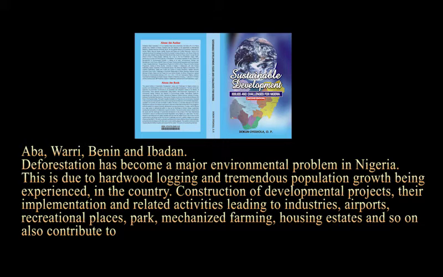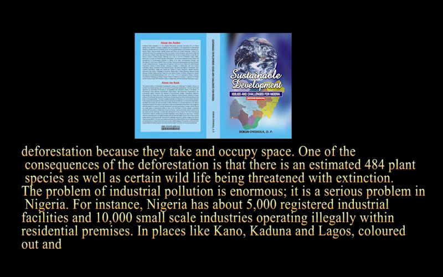Deforestation has become a major environmental problem in Nigeria. This is due to hardwood logging and tremendous population growth being experienced in the country. Construction of developmental projects, their implementation and related activities leading to industries, airports, recreational places, parks, mechanized farming, housing estates and so on also contribute to deforestation because they take and occupy space. One of the consequences of the deforestation is that an estimated 484 plant species as well as certain wildlife are being threatened with extinction.